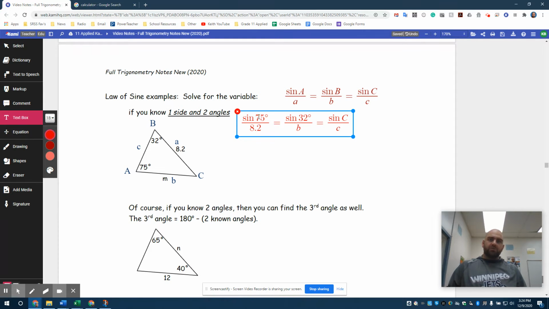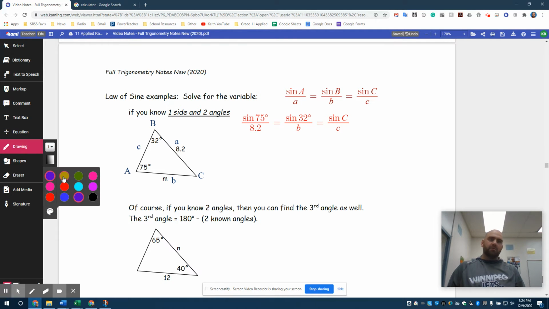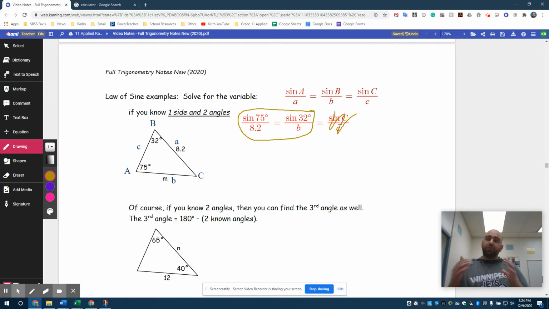Now, these two are equal, so we can cross multiply and divide to solve for little b. We don't need this third one, so we're not even going to use it. We're only going to use these two right here. There are three because we could use all three, but we only need two of them.